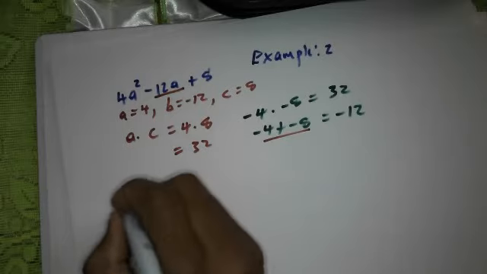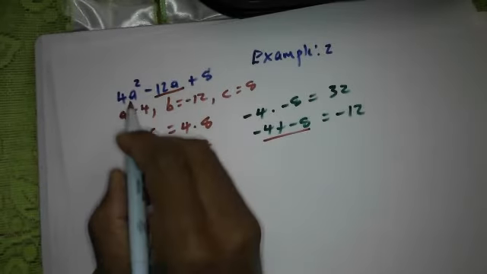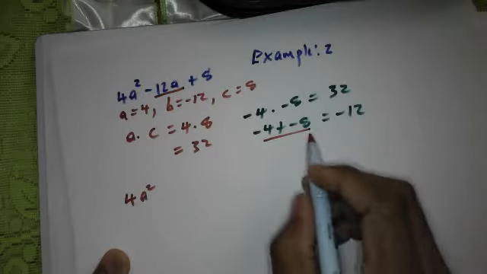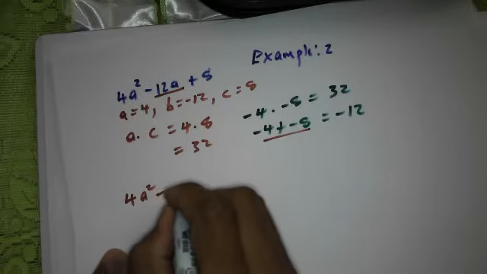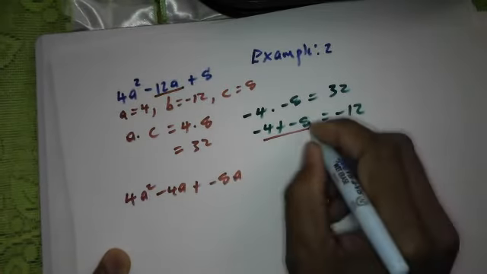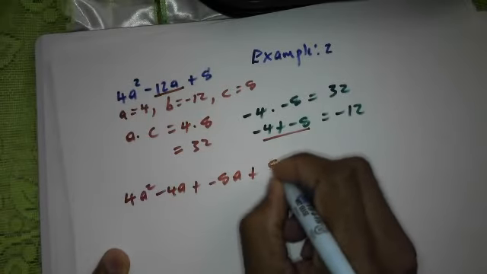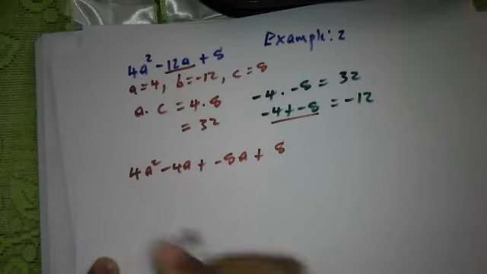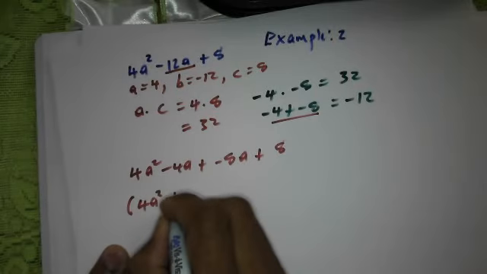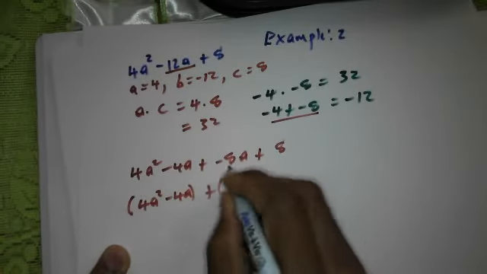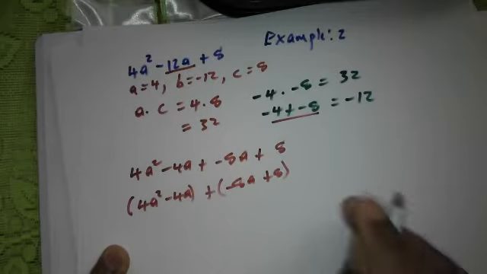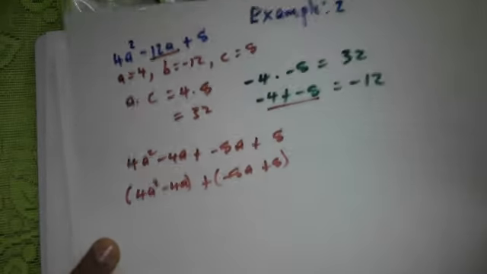Okay, so this would be 4a squared, which is this, minus 12a, but my minus 12a takes this form, which would be minus 4a, which is this part here, plus minus 8a, which is this part here, plus my 8, which is this part here. Then my first two terms go inside the parentheses, which is 4a squared minus 4a, plus my last two terms, which is negative 8a plus 8, inside the parentheses as well.